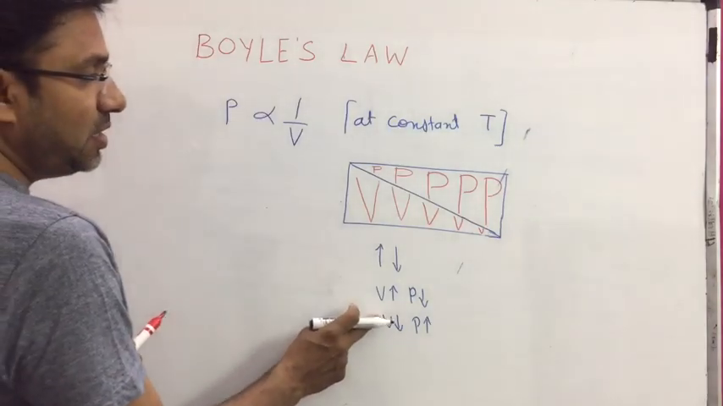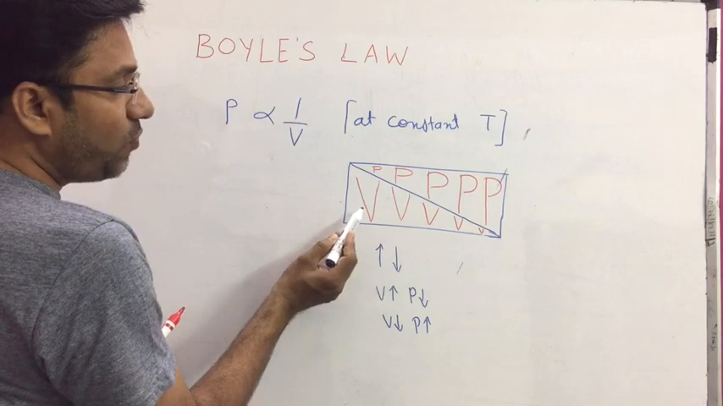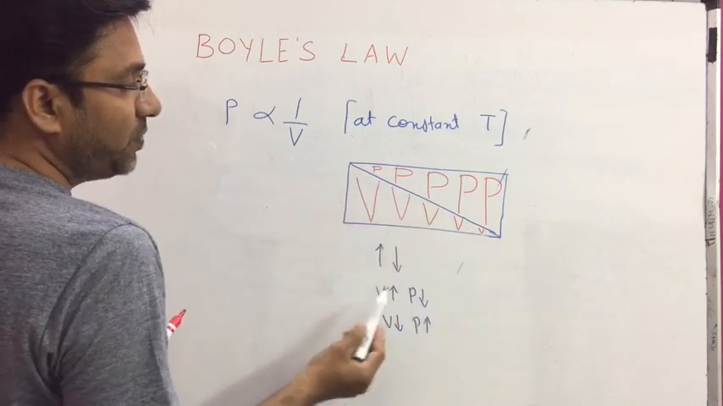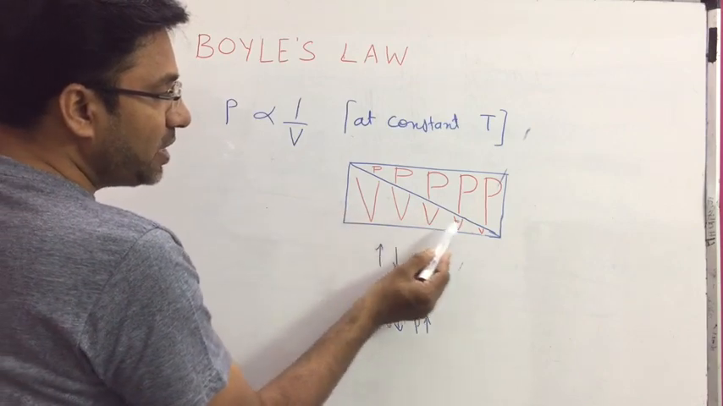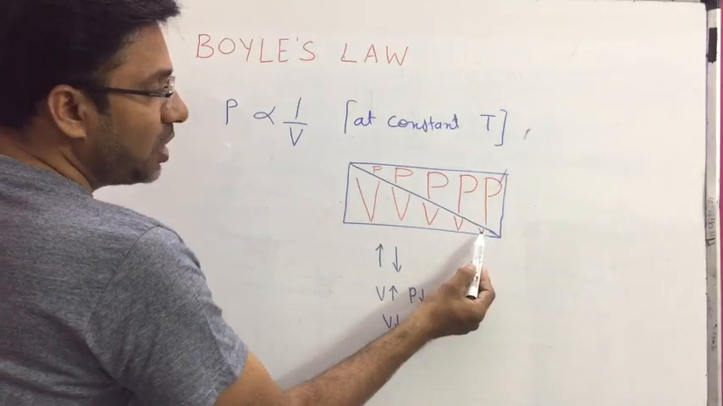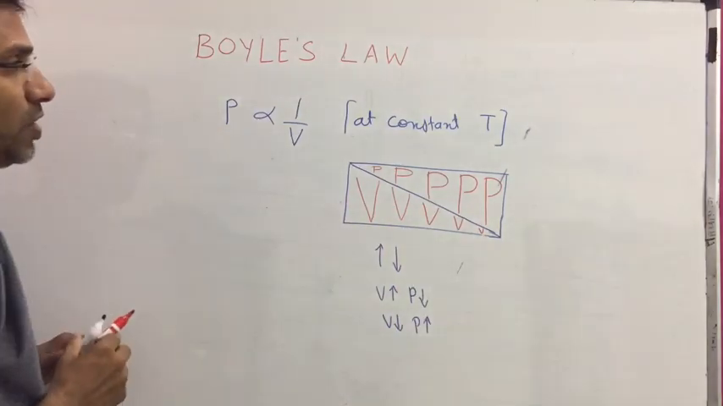Let us understand this with the help of this figure. Here you see the size of V goes on decreasing, the size of P goes on increasing. It means that as volume decreases, pressure increases. In the opposite way we can see that as volume increases, pressure decreases. So this is the meaning of Boyle's law.